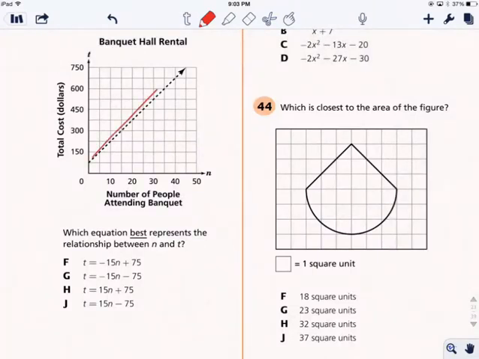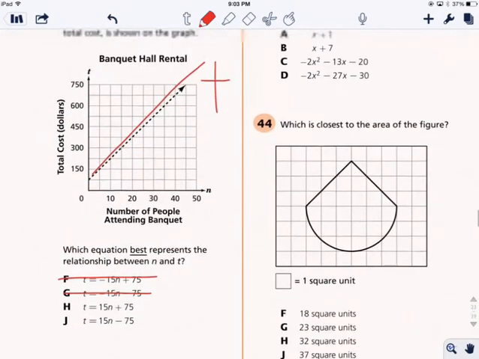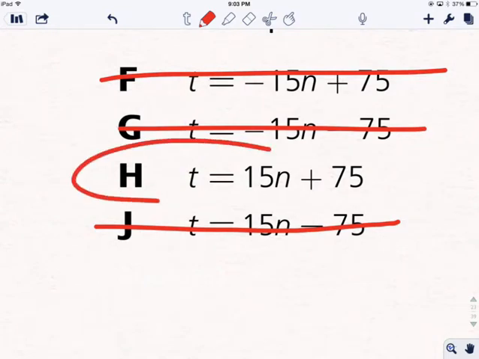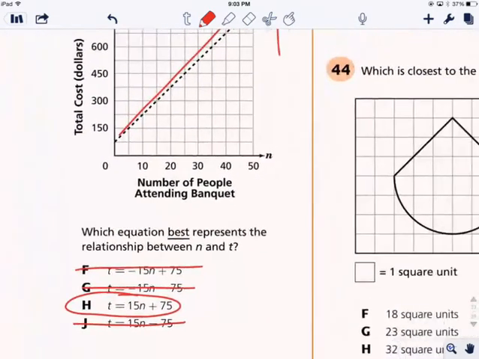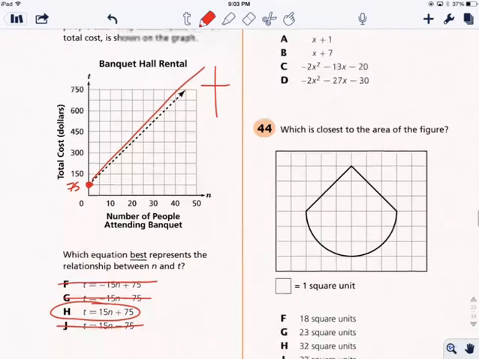So you can just look at the line and say, oh, it's going upward, which means it has a positive slope. So with that information, you can immediately mark out F and G. Isn't that nice? And actually, you can immediately mark out the fact that the y-intercept is negative. Do you see that? H must be the correct answer choice because the y-intercept is right here, which is 75, right? It's midway in between 0 and 150. So this problem was actually a lot easier than I expected it would be.